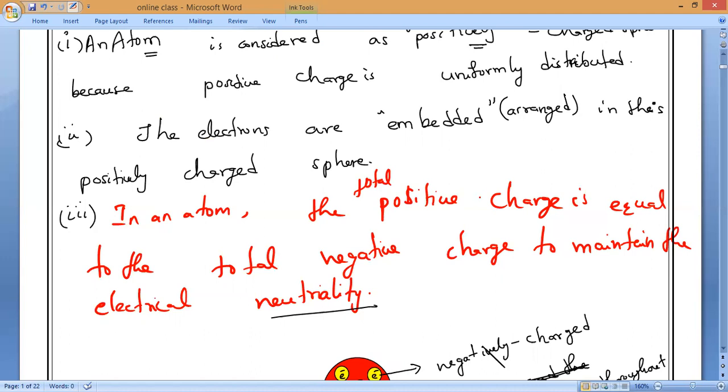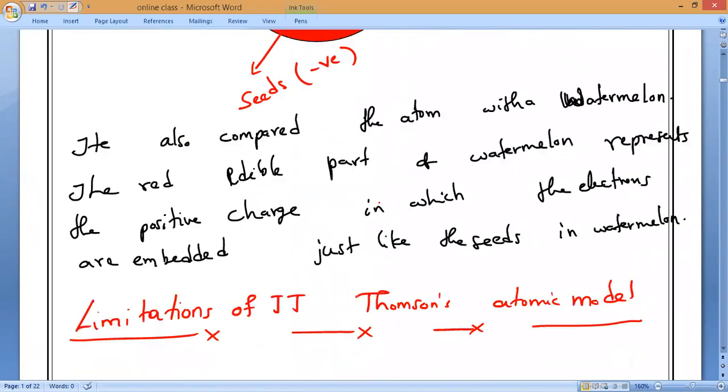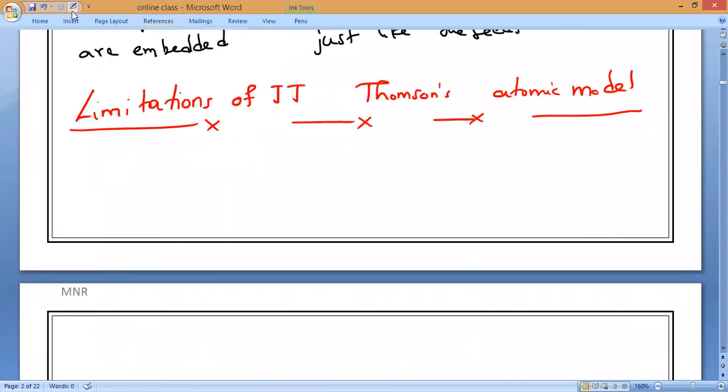Electrically neutral. That is the one and only valid prediction made by Mr. J.J. Thomson. Other than that, all the remaining points are wrong. That is what the limitations of the J.J. Thomson model are. Limitations are disadvantages, or drawbacks, all the same thing.